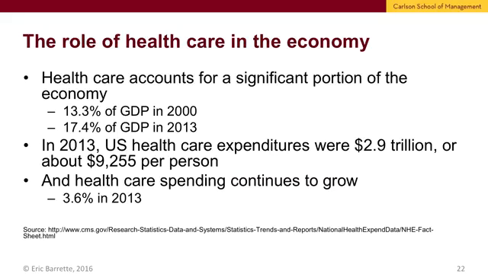So, in the economy in the United States, healthcare accounts for a significant portion of the economy, and it's increasing. In the year 2000, healthcare accounted for about 13% of GDP. By 2013, it accounted for about 17.4%. In 2013, U.S. healthcare expenditures were $2.9 trillion, which is actually over $9,000 per person in the U.S. at the time. And healthcare spending continues to grow. The growth rate in 2013 was 3.6%. Clearly, healthcare in the U.S. is a large portion of the economy and growing, and this is true in other countries as well.